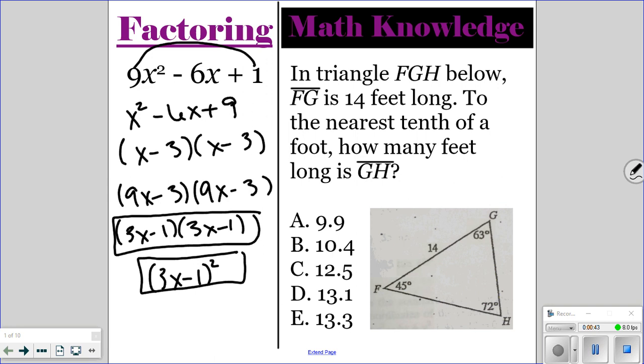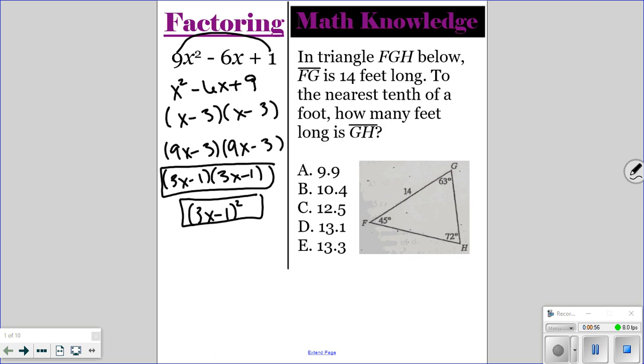For the math knowledge question, they tell us that we have this side length that is 14, and we want to know how long is GH. So you're going to want to use your law of sines on this one. Hopefully you're familiar with law of sines. You should have learned it last year in pre-cal. My students learned it in geometry as well, but most geometry teachers don't cover it in geometry.